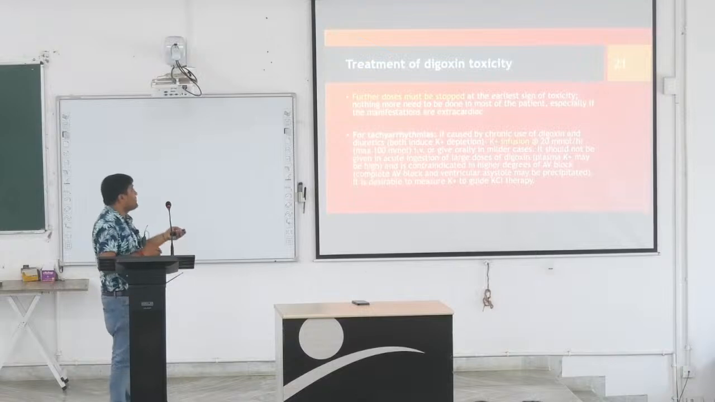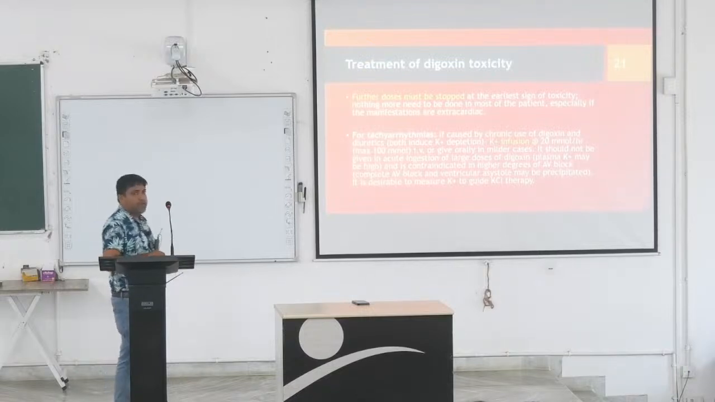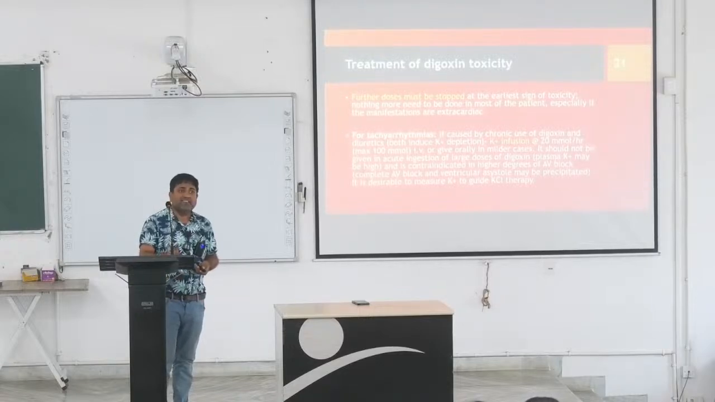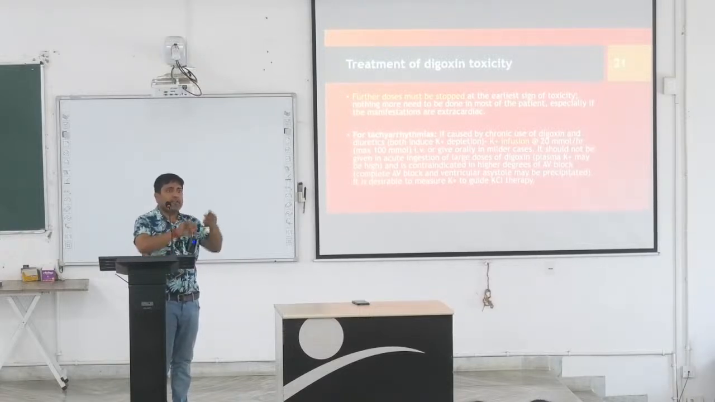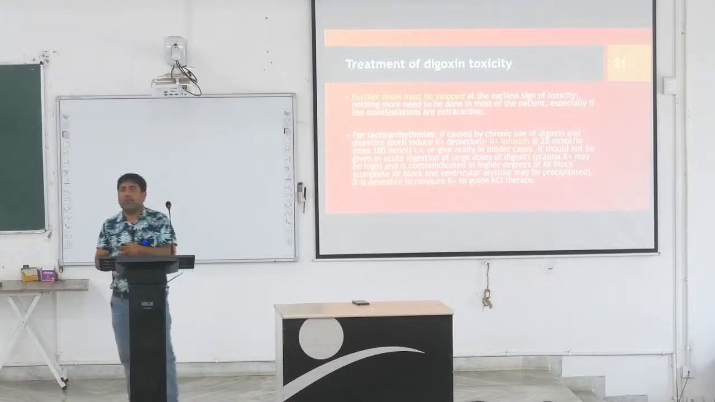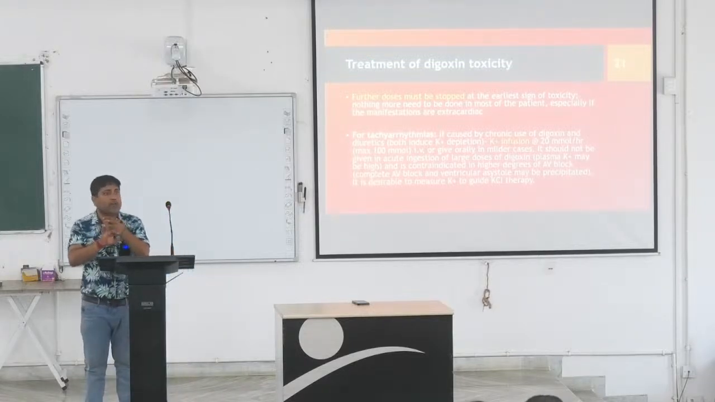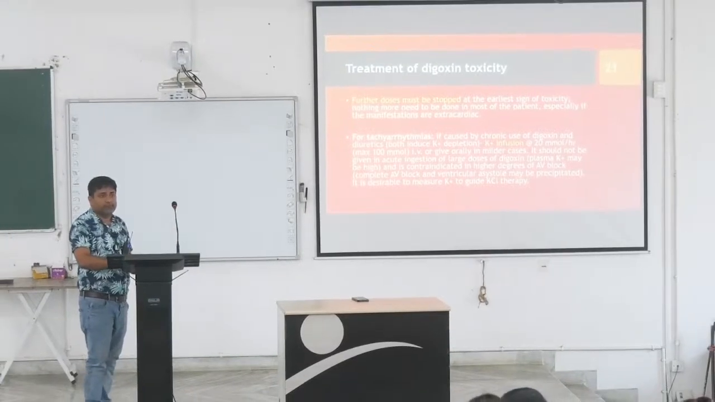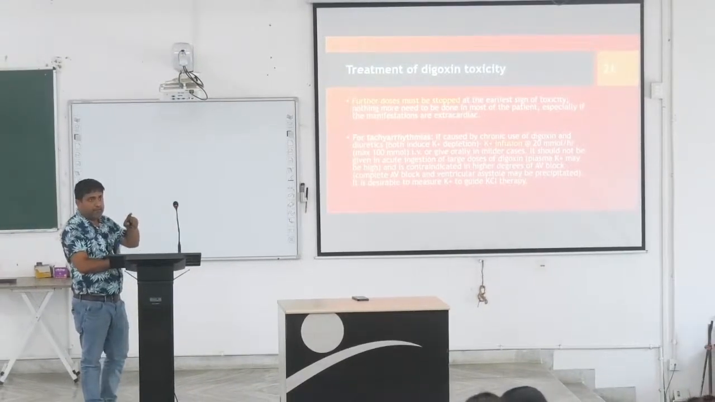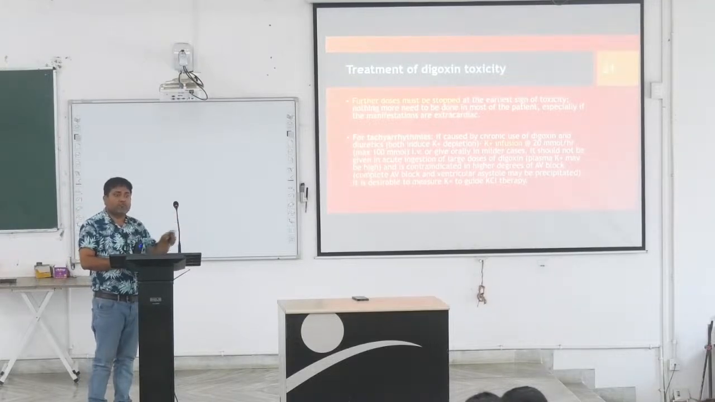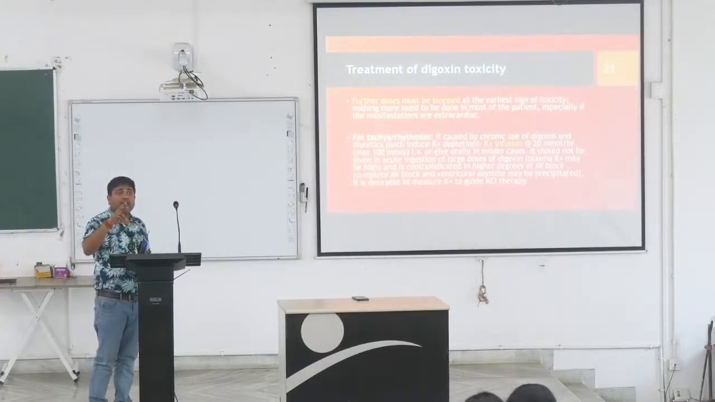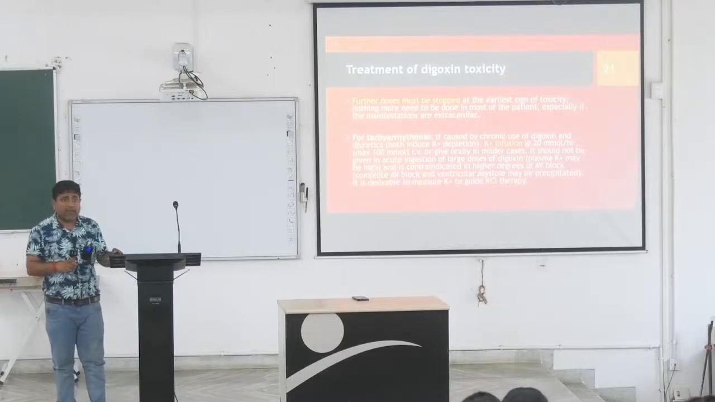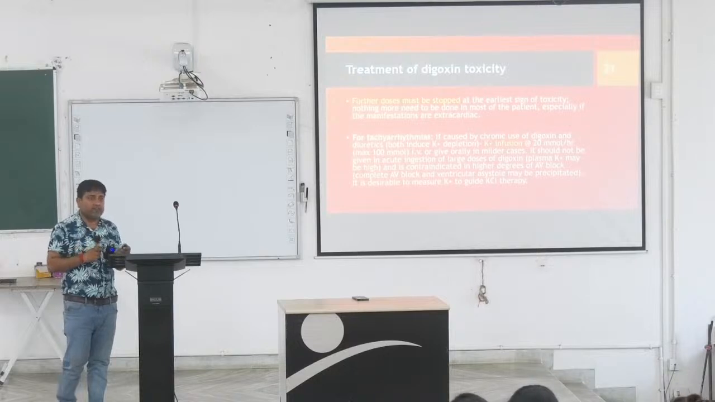Now, if a patient presents with tachyarrhythmias, and there is chronic use of digitalis, and the patient is on a diuretic, the diuretic causes hypokalemia, and the chronic use of digoxin can also cause hypokalemia. So what happens? Potassium infusion can be helpful. We have already read that potassium reverses the toxicity of digoxin because it decreases the binding of digoxin to the sodium potassium ATPase enzyme by conformational change of the enzyme.